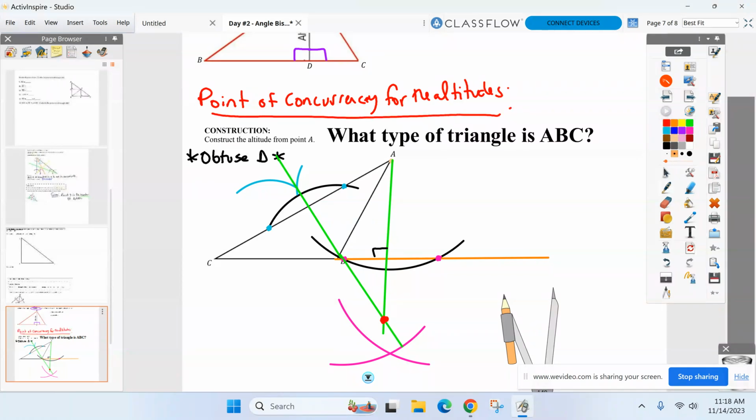Ready for this one? Circumcenter, in-center, altitudes, orthocenter. Oh, it sounds like orthodontist. Yep, great. Good job. Orthocenter.